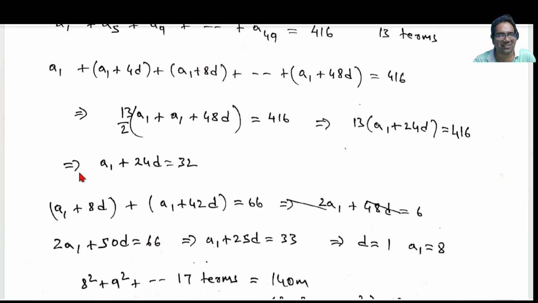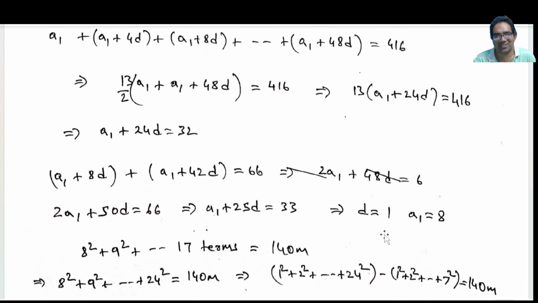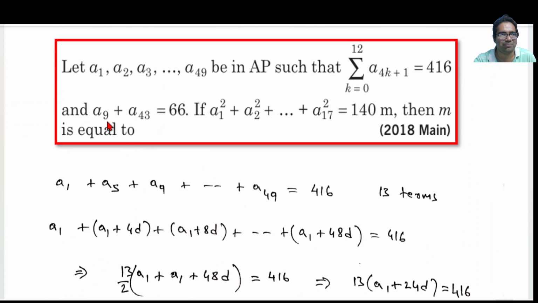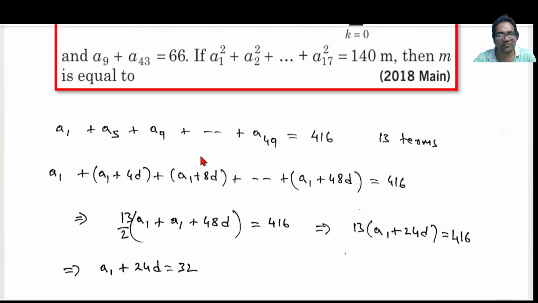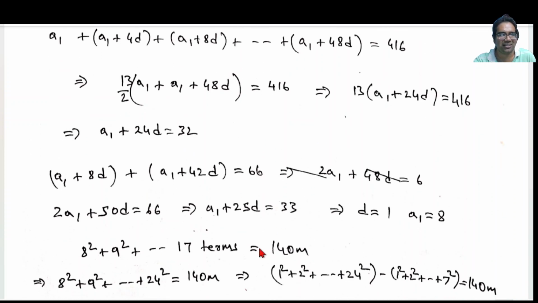If D equals 1, what is A1? A1 plus 24 is 32. That means A1 is 8. So now we know the series. The series is 8, 9, 10, 11, 12, likewise. The series is simply successive natural numbers starting from 8, because A1 is 8 and D is 1.